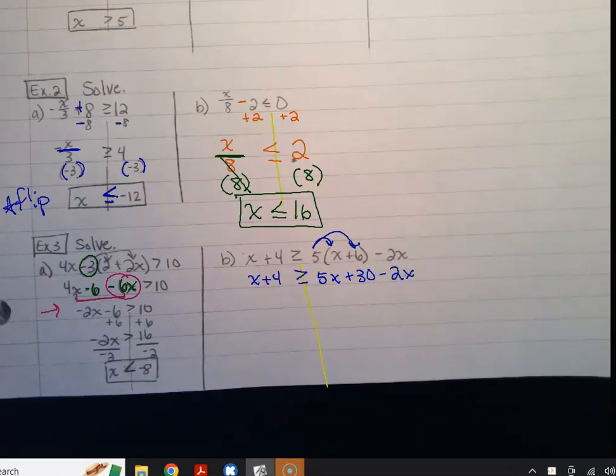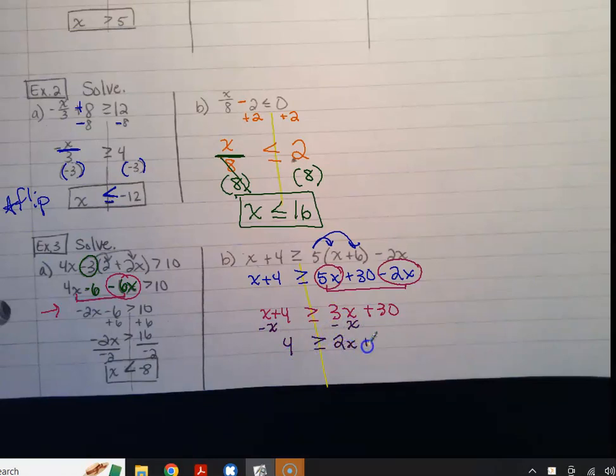Okay, so I'm going to go ahead and circle those so we see them as we're working them. So I'm going to write x plus 4 is greater than or equal to 5x minus 2x, 3x plus 30. Okay, so this one is a little different because I have an x on the left and an x on the right. We need to get rid of one. So we need to move an x. I would subtract the x from the front. So 4 is greater than or equal to 2x plus 30.